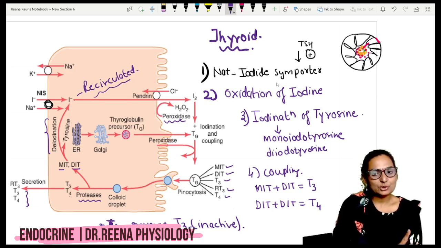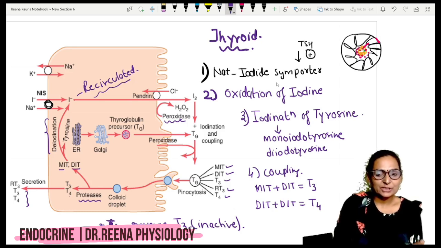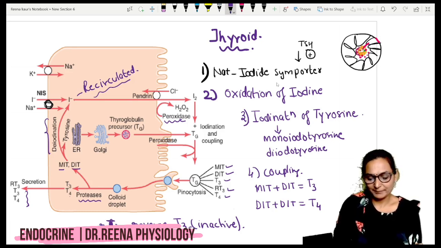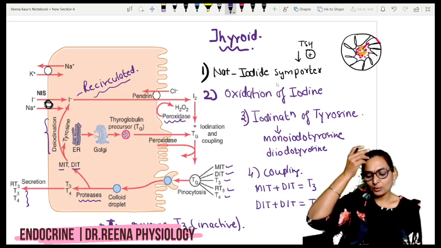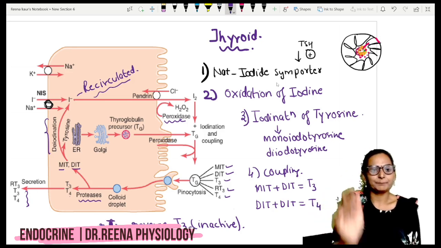Okay, so there are 3 steps which require peroxidase. First is oxidation of iodine, second is iodination of tyrosine, and third is coupling. And the enzyme deficiency can also result in hypothyroidism.